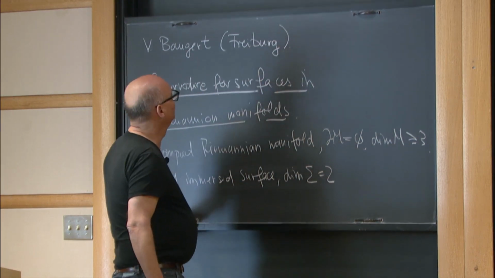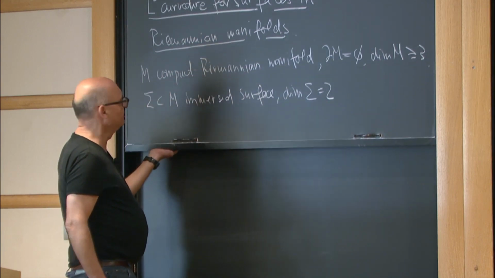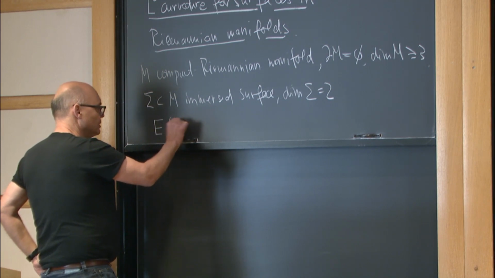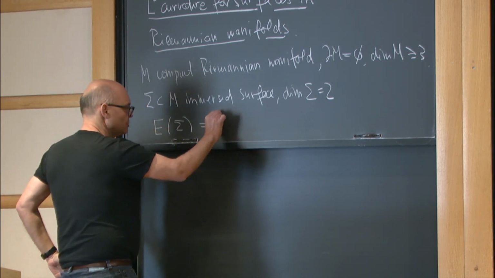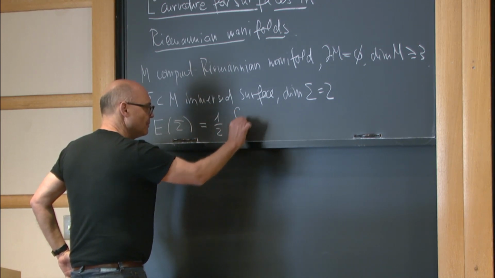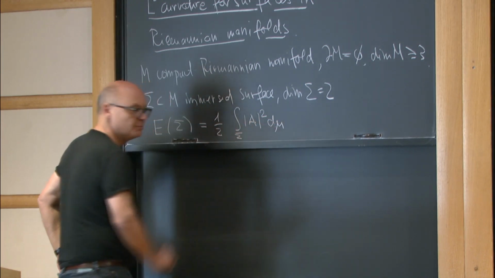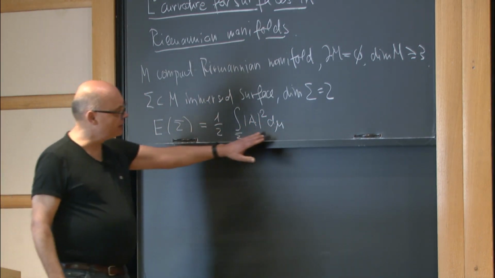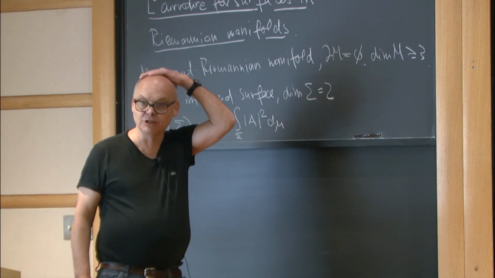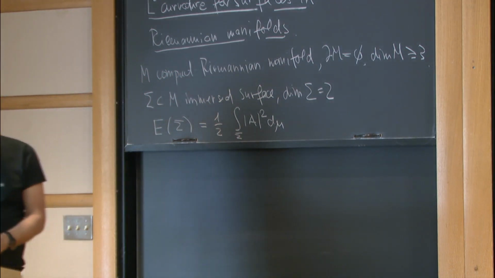And by the word curvature here, I mean the second fundamental form. So I'm interested in the geometric functional. I write the energy of sigma is equal to, with the normalization factor 1/2, the integral over sigma of the square of the second fundamental form, where mu is the measure associated to the Riemannian metric induced by the immersion, and A is the second fundamental form. So this is the functional A squared.